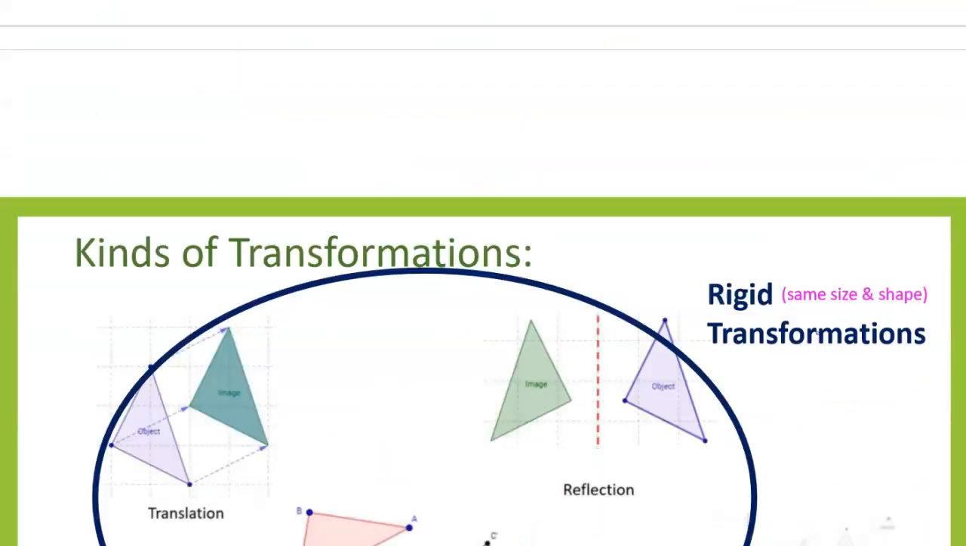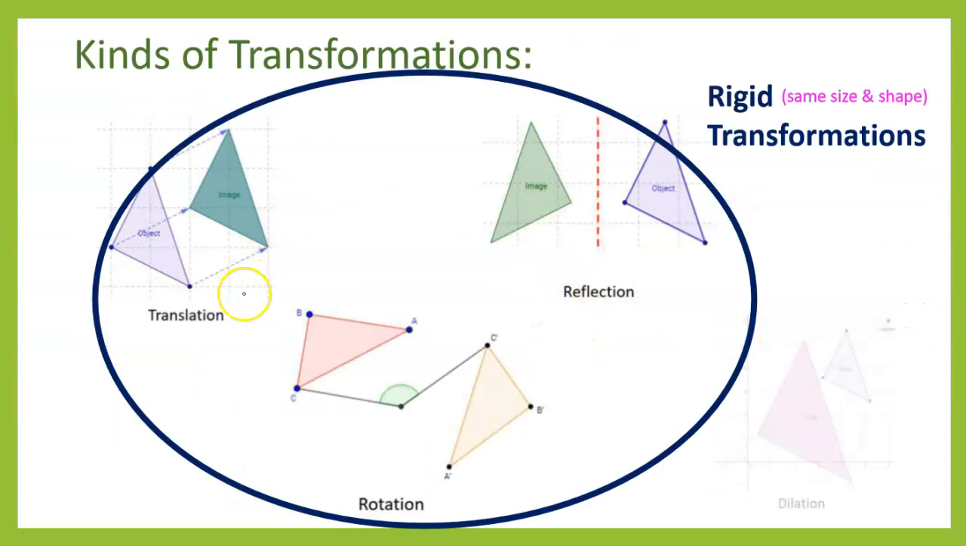Now in this class, we're actually going to be focusing on only 3 of these, called rigid transformations. We're not going to be looking at dilations. Dilations are for Math 2. So in this unit and in this class, we're going to be focusing on these 3 transformations. And why we call them rigid is because they retain their same size and their same shape no matter what you do to move them around.